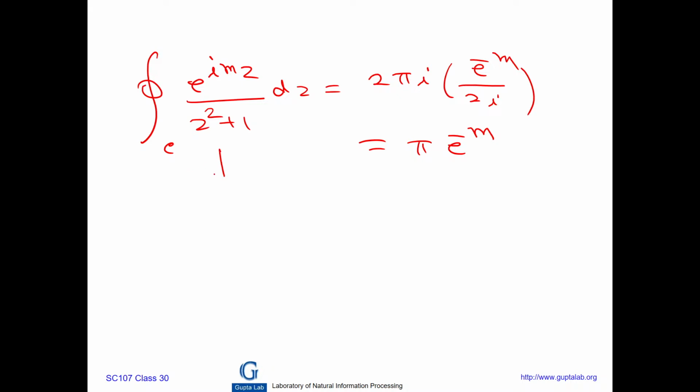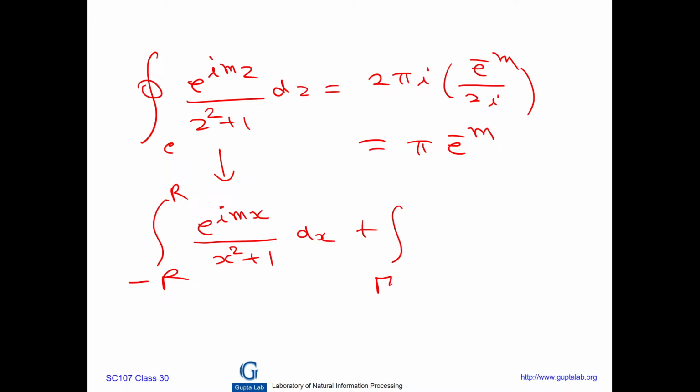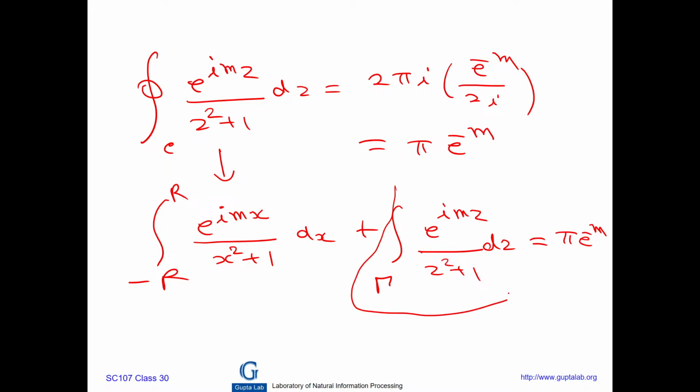Now this can be broken into two parts: the integral from -r to r of e^(imx) divided by (x^2 + 1) dx, plus the integration along gamma of e^(imz) divided by (z^2 + 1) dz, is equal to pi times e^(-m). So everything is the same as it was in the minus infinity to plus infinity case. I need to show that the second quantity goes towards 0 as r approaches infinity, using absolute values and so on.